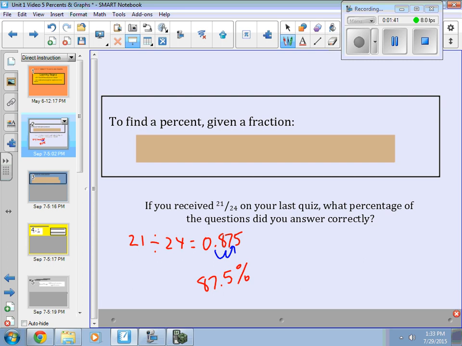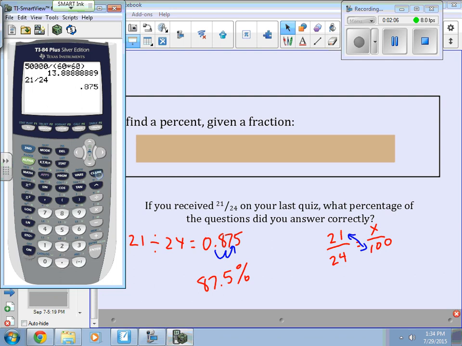A lot of people like to do these ones by setting up a proportion. You can do 21 out of 24 equals what percent out of 100. And now if you cross multiply and divide, you get the same answer. So we're going to cross multiply, so multiply 21 by 100, and then divide by the 24. So if you do that on your calculator too, it also gives you the same answer. So if you do 21 times 100 divided by 24, cross multiply and divide, you also get 87.5%. So that's another way that you can go through and do it.